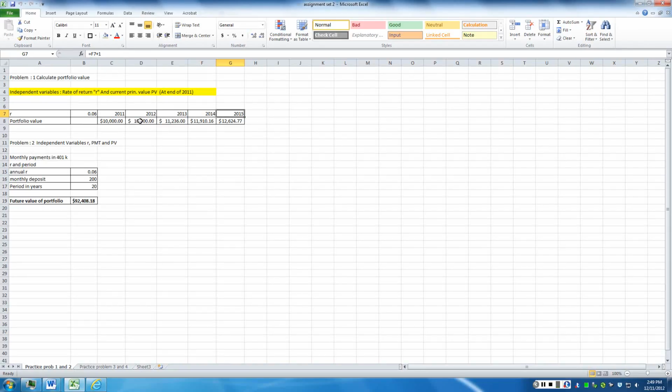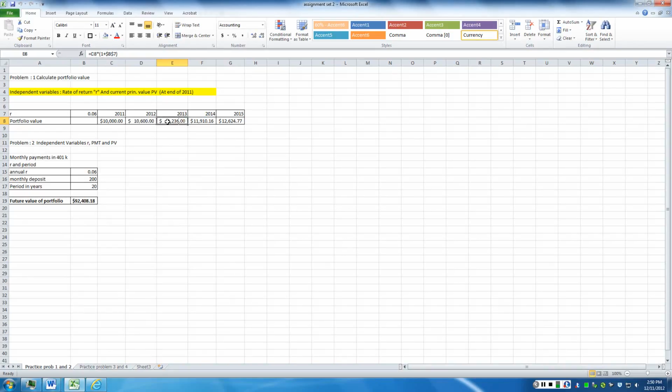So for example, in 2012 we will take the 2011 amount, which is cell C8, as you can see over here in the formula bar on the top, and we're going to multiply it by 1 plus the growth rate, which is 1 plus what is in cell B7, which is 0.06. So we are taking $10,000 from 2011, which is C8, multiplying it by 1.06, and we get this information.